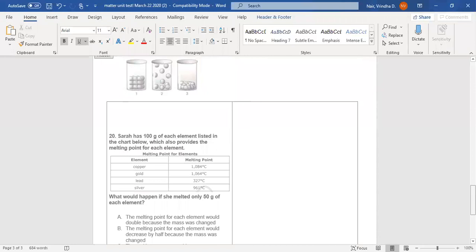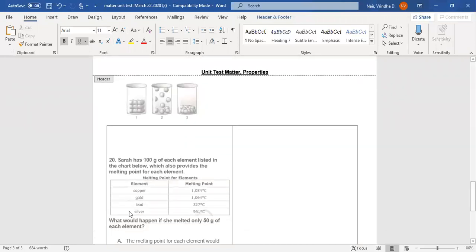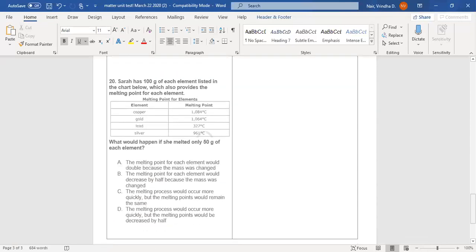Okay, so now the next question is, Sarah has 100 grams of each element listed in the chart below. So we have elements like copper, gold, lead, silver, and we also have their melting points: 1084, 1064 degrees Celsius, 327 degrees Celsius, and silver is 961 degrees Celsius. Now let's read the question. These kinds of questions will take even longer than the previous question, so make sure that you read the question, okay?